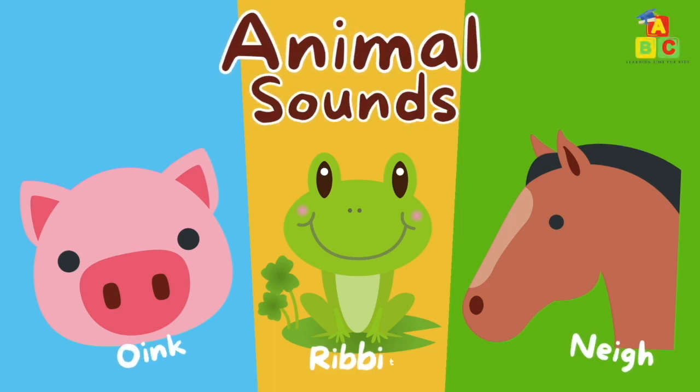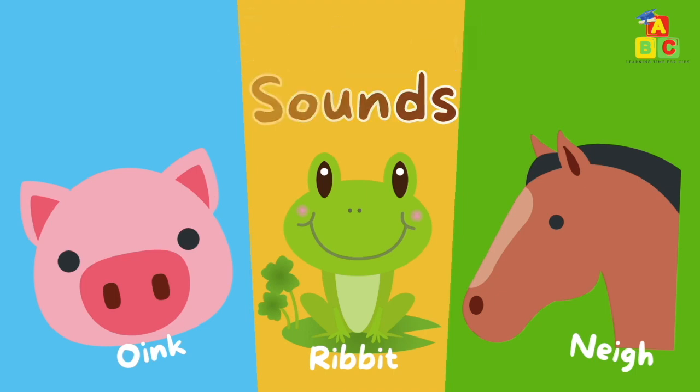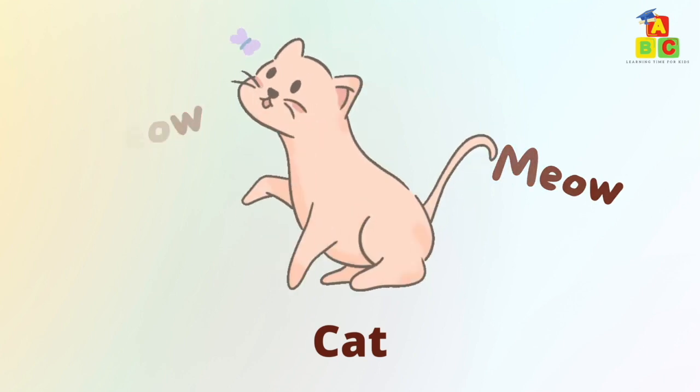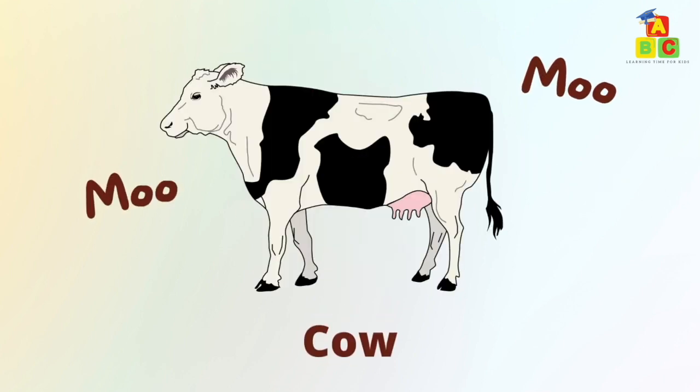Animal sounds. Let's learn about animal sounds. The cat says meow, meow. The cow says moo, moo.